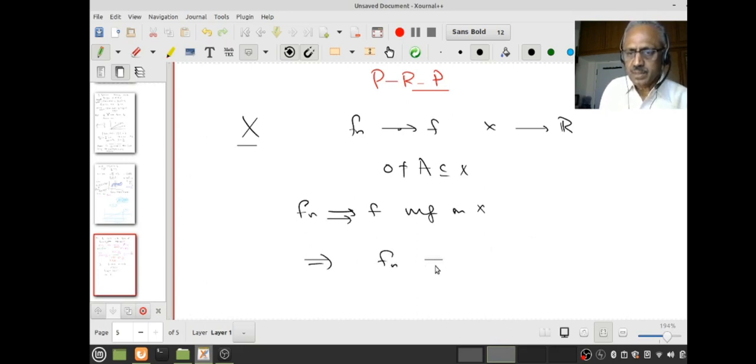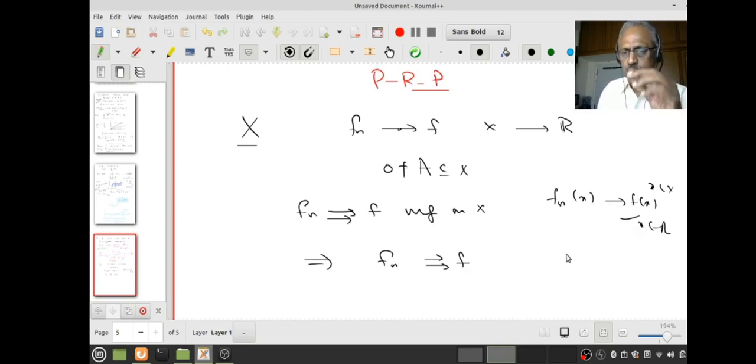Remember, then Fn will also converge to F on A, because for all x in X, Fn(x) converges to F(x). Therefore, for x in A also this is true. Therefore, Fn converges to F pointwise on A. What I am asking now is whether Fn converges to F uniformly on A. Of course it is true.